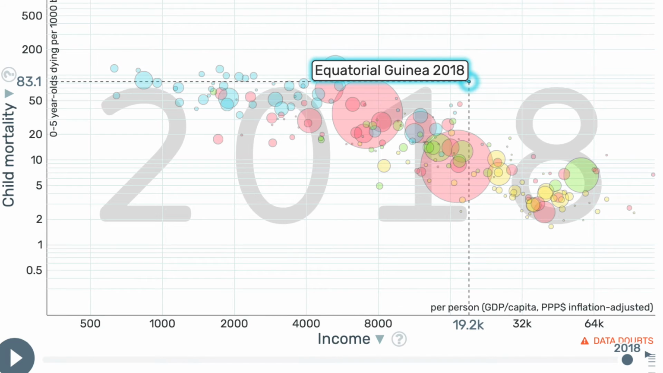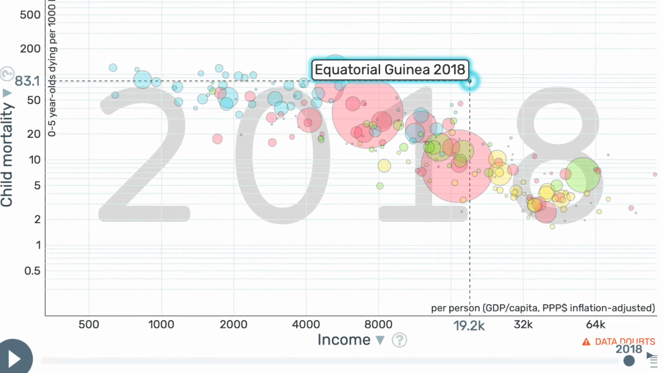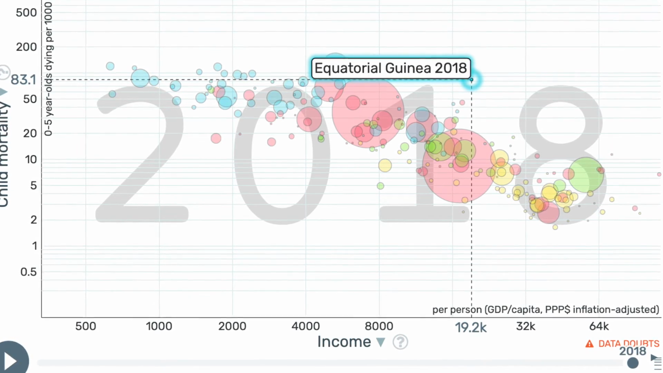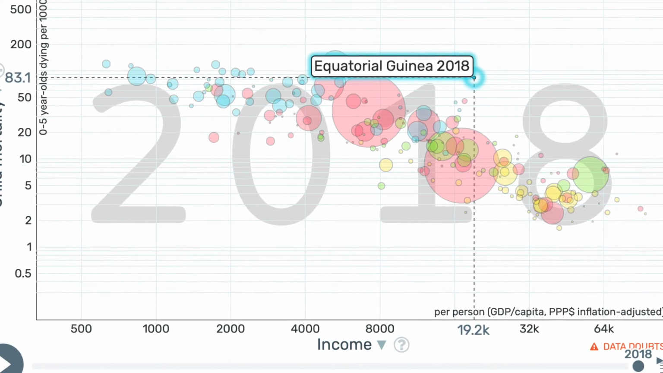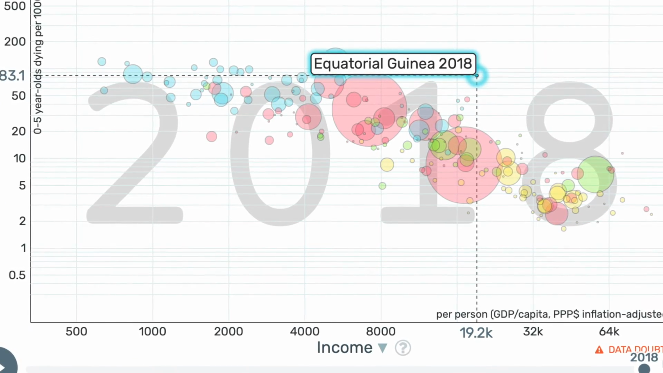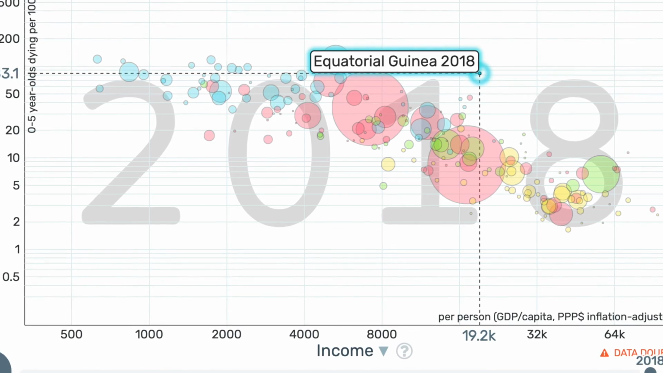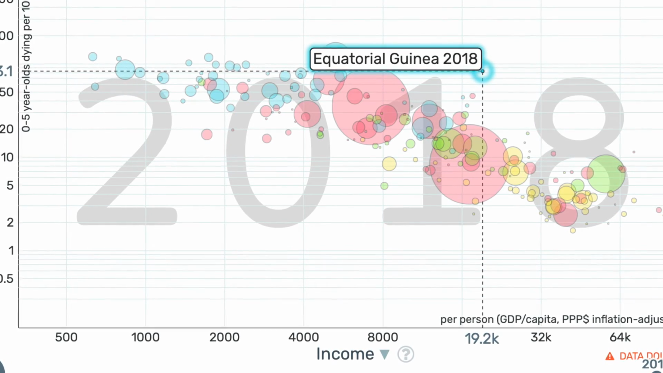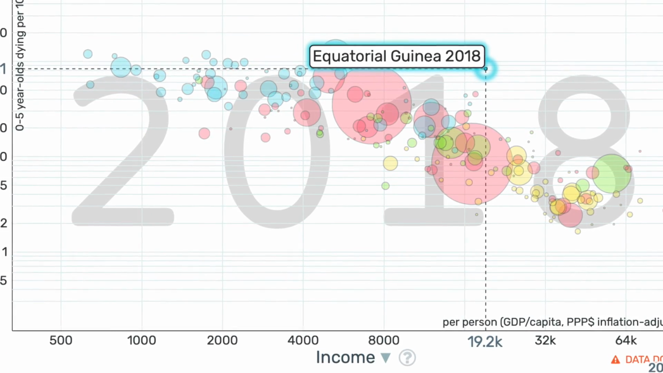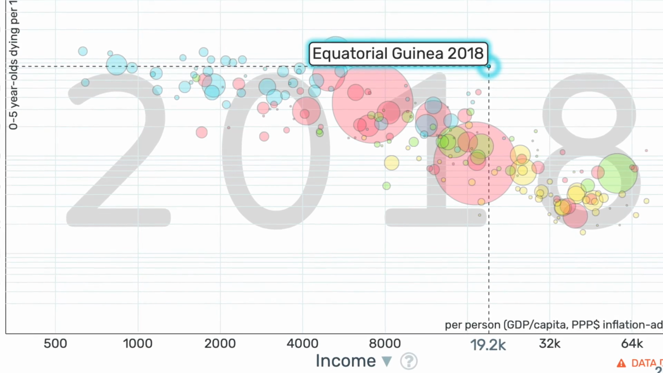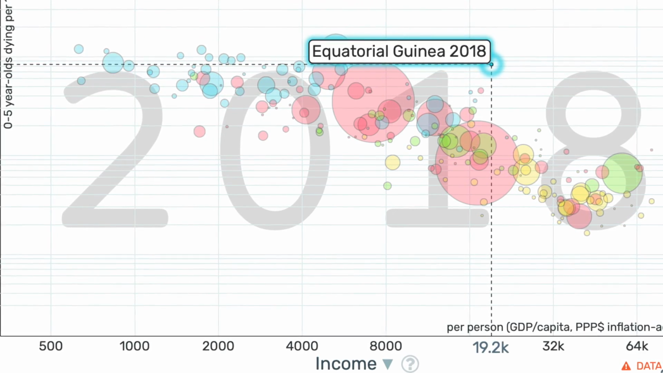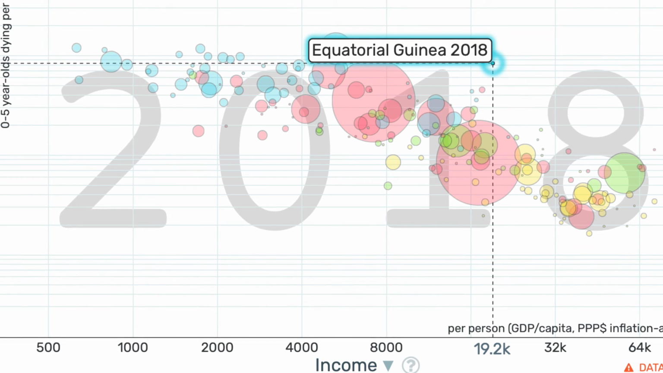Despite being the richest country in Africa with an average income of $19,200, Equatorial Guinea is an outlier on the graph, with a high child mortality rate of 83.1 children dying per 1,000 live births despite their income. This is because of inadequate sanitation and unhygienic conditions. It is also considered the most unprepared country for an epidemic.